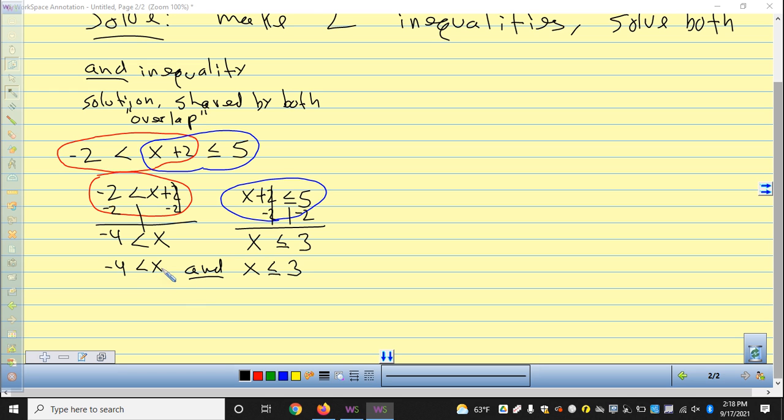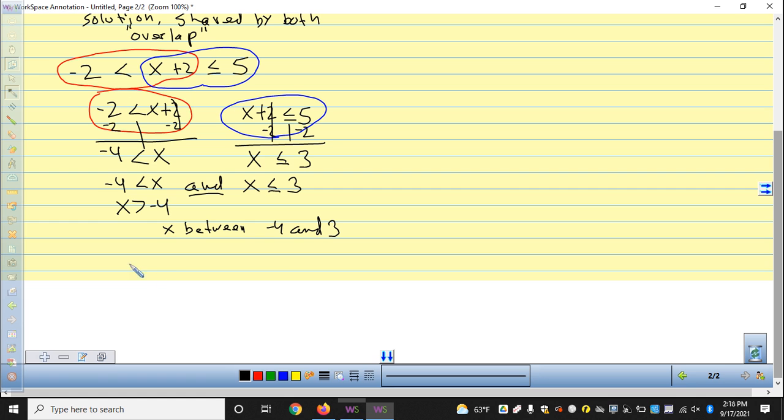Well, now to graph this, I'm just going to turn this around. X greater than negative 4 and x less than 3. So I have x is between negative 4 and 3. That's one way we could think of this. And my graph is going to look like this. There's negative 4. There's 3. I'm going to have an open dot on negative 4 and a closed dot on 3. Open because it's not equal, closed because it is. And we're between negative 4 and 3.